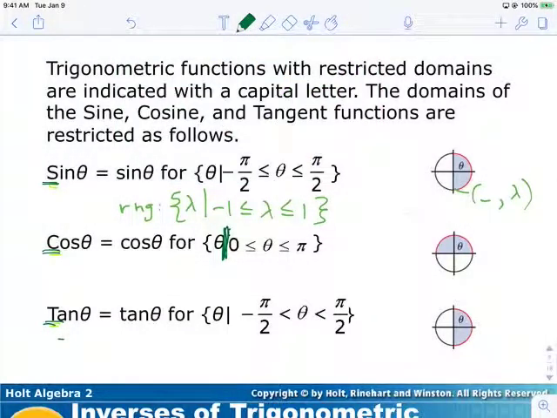You just have to be able to state the range. So if I give you this, you have to be able to state the range. All right. So don't worry. It's good. It's good questions.